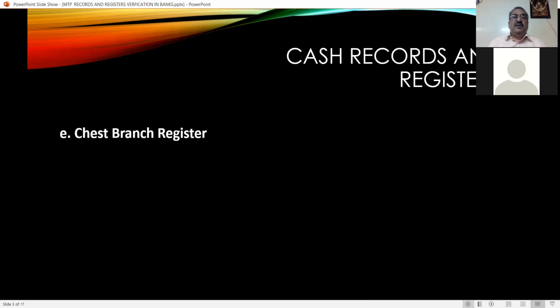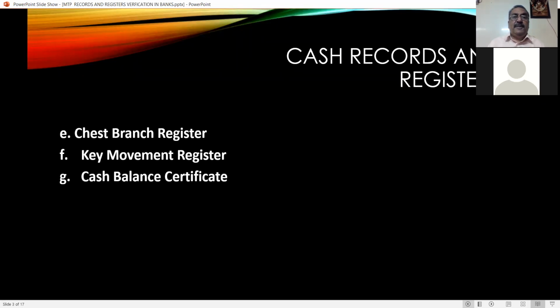And chest branch register. Suppose you are going to audit the chest branch, that's one cash register called the chest branch register, but you are not supposed to do the chest branch audit. Key movement register, this we have already discussed for the joint holding of the keys. Cash balance certificate, this is a certificate. After verification of the cash, you have to get a confirmation letter from the bank saying that this is the cash that we had on this day. So the cash balance certificate that you have to take.